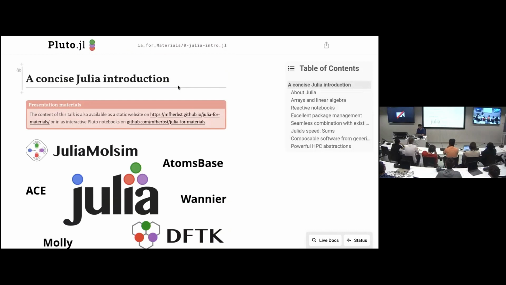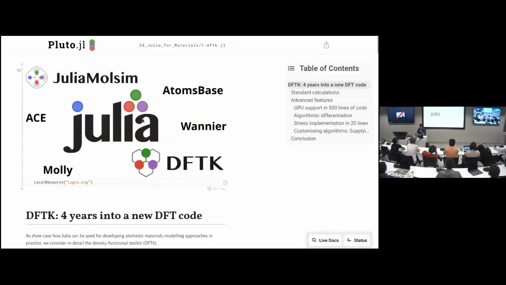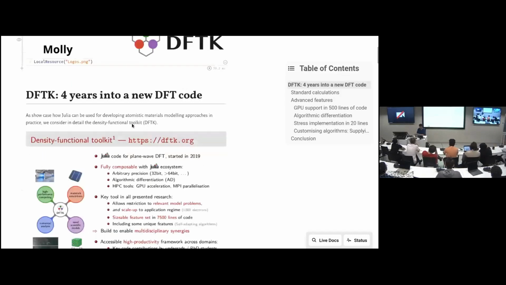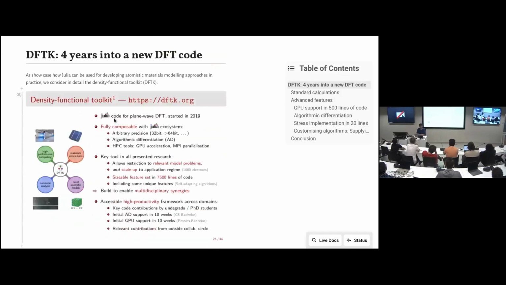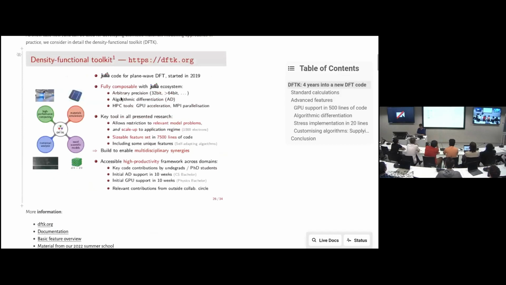All right. Let's quickly move on. So the next thing I want to give you is a brief showcase of the Density-Functional Toolkit. The Density-Functional Toolkit is a DFT code that we started from scratch about 4 years ago. We really integrate into the Julia ecosystem, so arbitrary precision and things like GPUs, MPI, and also a few of the things that I just showed you, interval arithmetic and so on. These things are all working with our code.